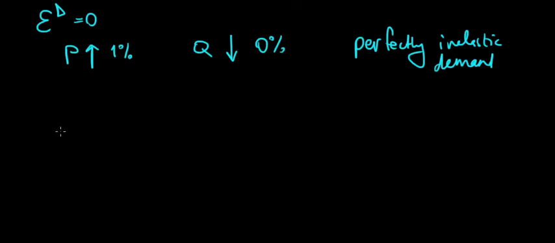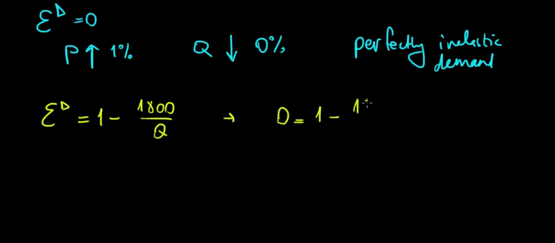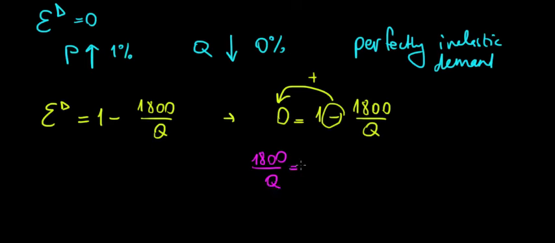Remember, elasticity was equal to 1 minus 1800 divided by Q, which means that if elasticity is equal to 0, then we have 0 equals 1 minus 1800 over Q. Let's take the minus 1800 to the other side to make it positive. So we would have 1800 divided by Q equals 1, which means that Q equals 1800. So if people already demand 1800 units, any change in price does not affect the demand anymore. They're insensitive. They don't react to prices anymore. And that's it. We are done with this question.